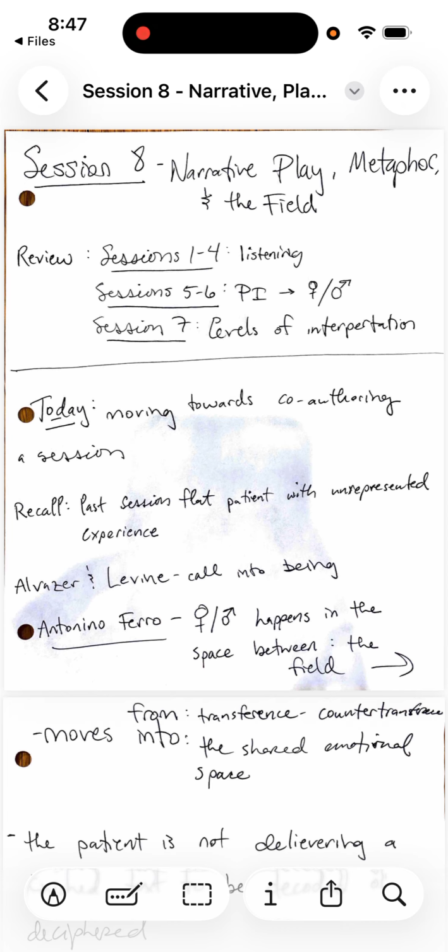So, as review, sessions 1 through 4 are around listening. In 5 and 6 we discussed the defense of projective identification, shifting towards an idea of container-contained, that it could be communication. And last session was thinking about levels of interpretation and how to meet somebody at their current mental state, thinking about a mental apparatus and how well it's functioning and how to meet it there.